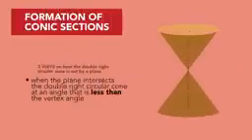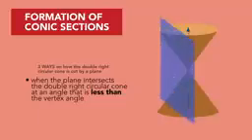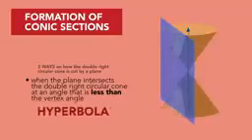Then, the third and the last way is when the plane intersects the double right circular cone at an angle that is less than the vertex angle. The plane intersects both the naps of the double right circular cone to form an open curve called hyperbola, which has two disjoint curves.